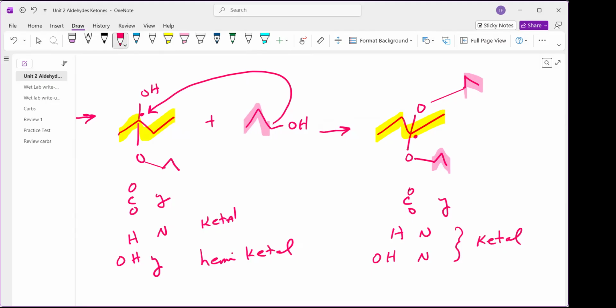Now, when we get into carbs, we're doing exactly the same reaction. Carbs are structure-wise more complex, so the reaction looks more complicated than it really is. That's why you have to get really comfortable being able to diagnose these reactions.